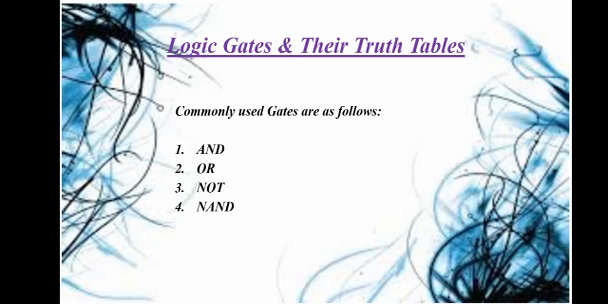Now there comes NAND. NAND is the combination of NOT and AND gate. N stands for NOT, and AND stands for AND gate. Then the fifth one is NOR. NOR means NOT and OR. It is the combination of NOT and OR. Then exclusive OR, and the last one is exclusive NOR.